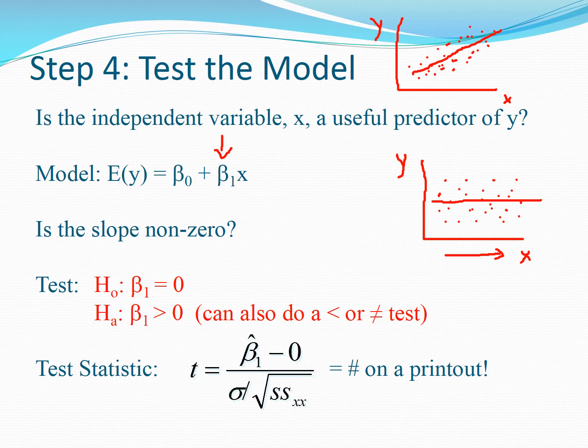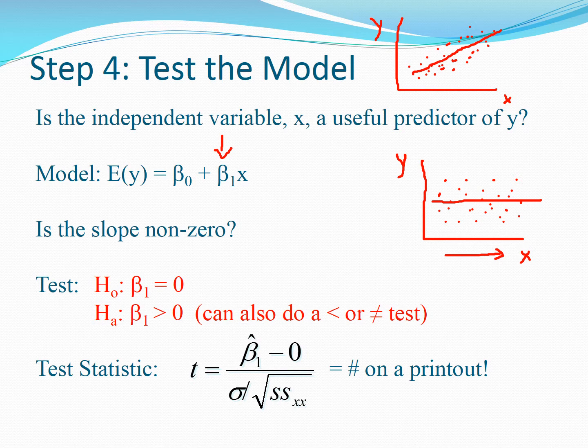The alternative says, oh yes, it does. The one I've got listed here, this greater than sign, is saying that there's a positive linear relationship. You could also do a less than test for a negative linear relationship, or you could do the two-tailed test and test to see if there's any kind of relationship.